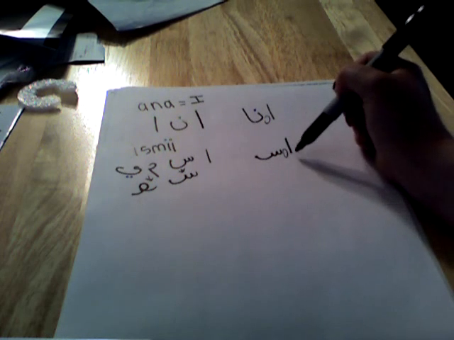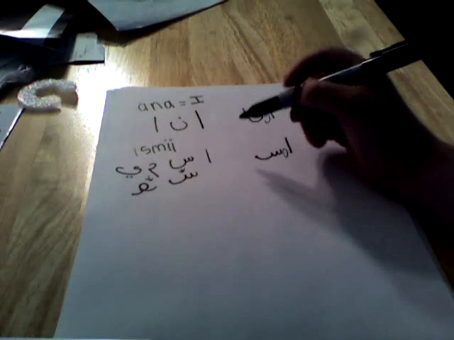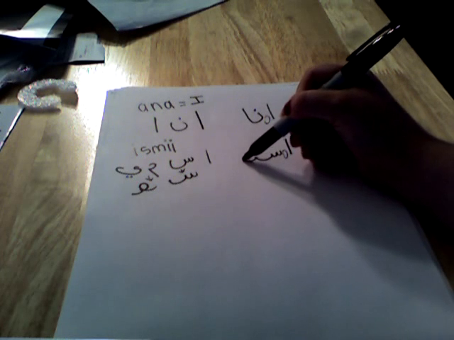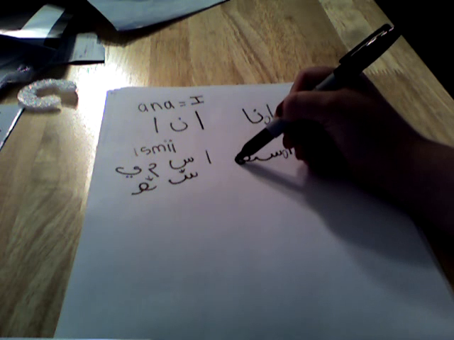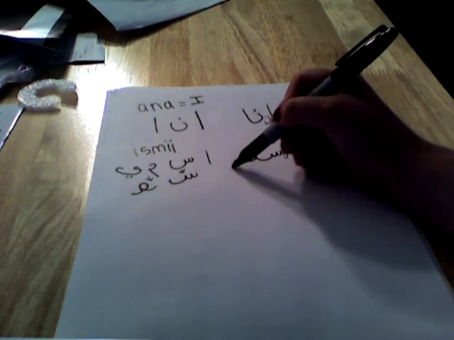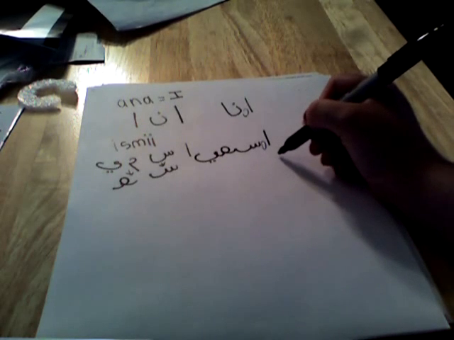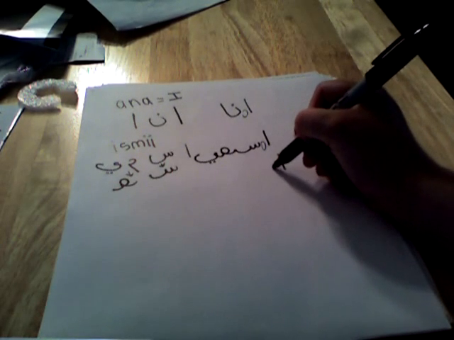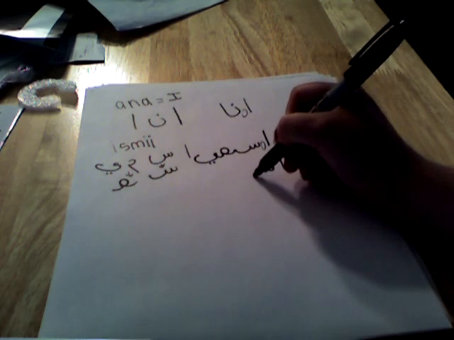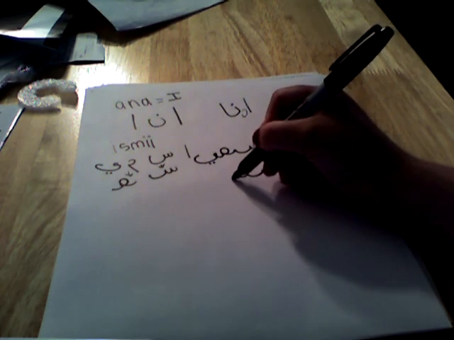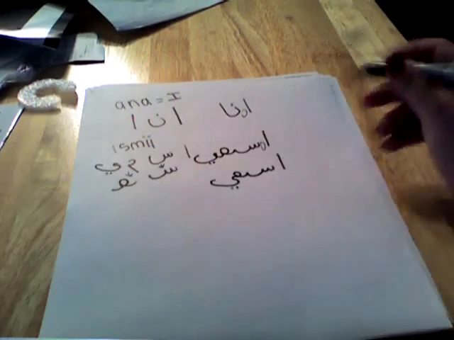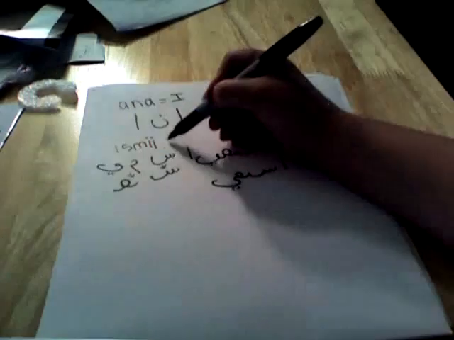And so here we have the aleph and we have our S, and we're waiting for our M. So for our M, we're going to come and make that loop, and then we're going to finish it out by dipping down for our ya. Now that's pretty bad looking because we went kind of slow, so I'll show you how it looks when you actually write it out. That's ismi, and ismi equals name.